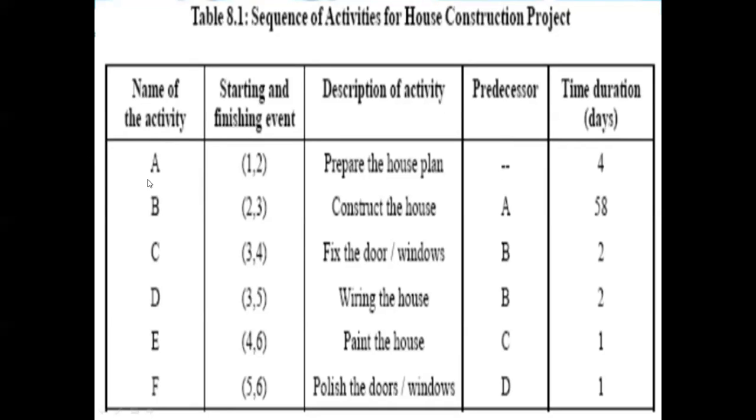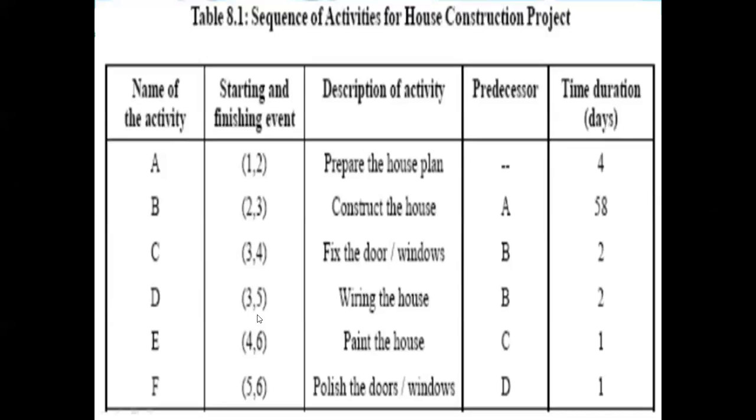When you see the first activity A, there is no predecessor to this activity. It means that activity A does not have any predecessor. Activity B has a predecessor A. So how will you read this? You can read it like this: from activity A, B is starting. Now, next is activity C and the predecessor is B. So from activity B, activity C is starting.